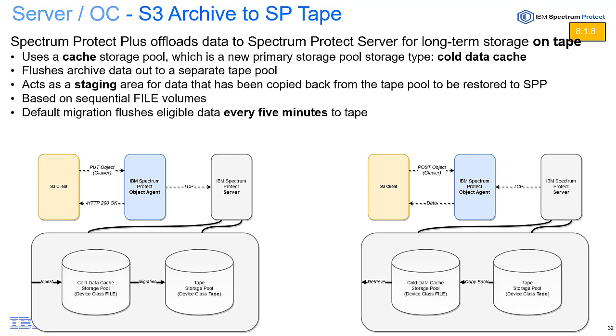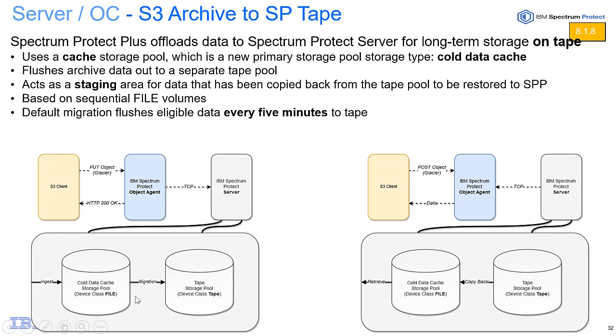So let's take a look at how this works. When we're doing the backup, the S3 client, which is Spectrum Protect Plus, is going to do put objects using the Glacier protocol to IBM Spectrum Protect, which is acting as the object agent. We will write that data initially out to a cold data cache, and then we'll migrate that out to tape from there. Now this cache will flush about every 5 minutes. The cold data cache is based upon sequential file volumes.